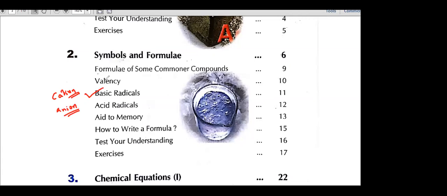So we studied valency, we studied formulas, and we will discuss the problems. I hope all of you have gone through all the problems. I will ask you one by one. Others can message, but the students whom I ask have to answer.